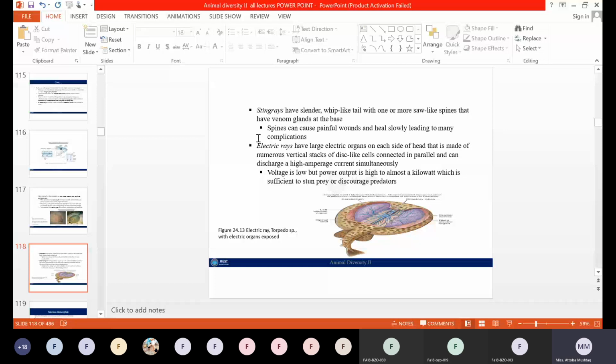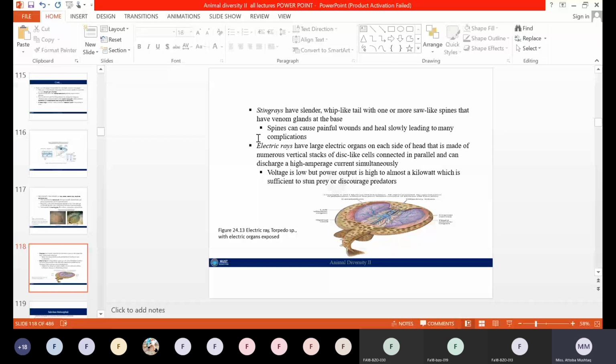Okay. Electric rays and manta rays are also included in this subclass, that is the Elasmobranchii. If we talk about sting rays, like I discussed earlier, they have a cylindrical whip-like tail with one or more saw-like spines that have venom glands, and the spines can cause painful wounds and heal slowly, leading to many complications. But obviously they are small organisms, so they have some kind of defensive mechanisms.